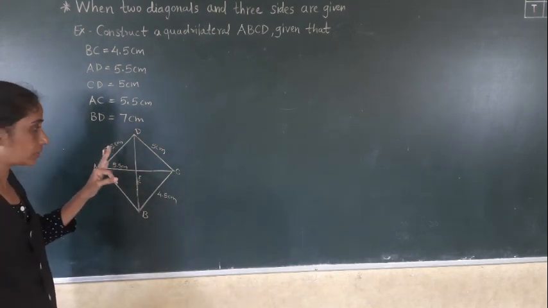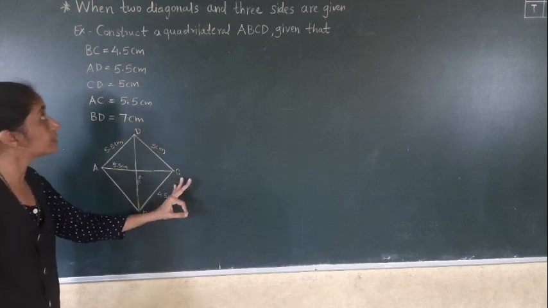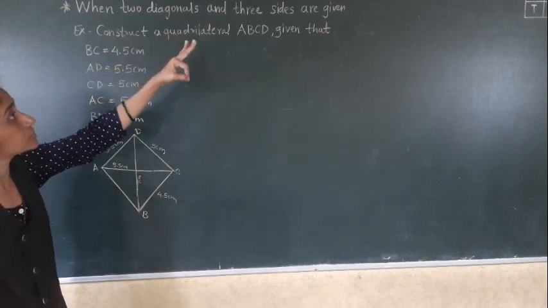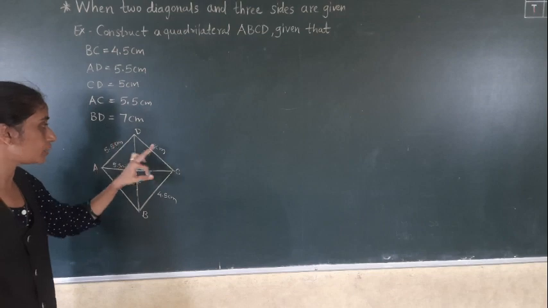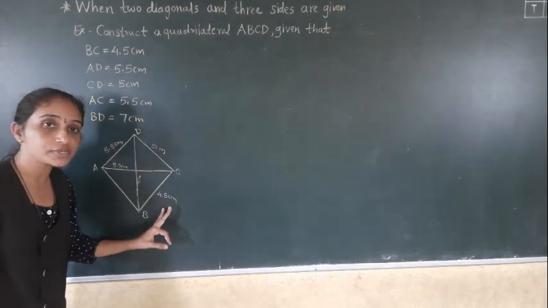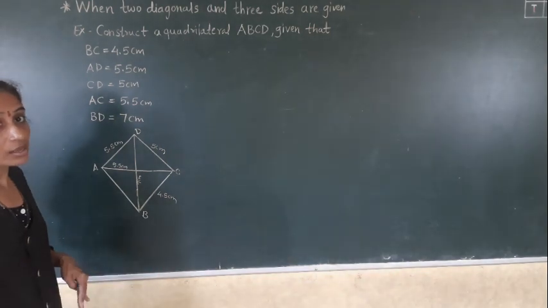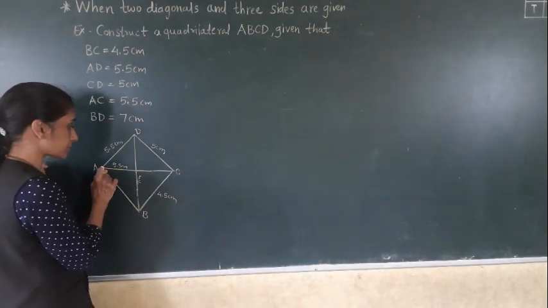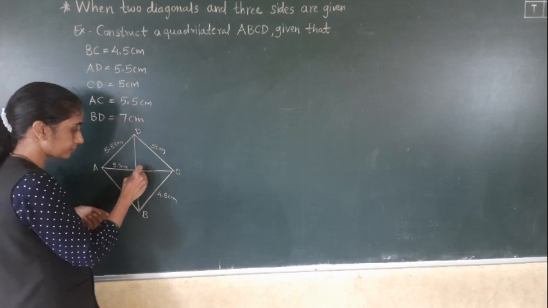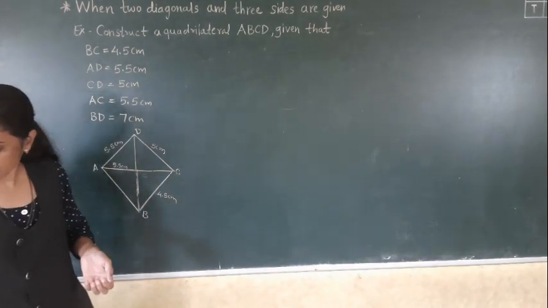Three sides are given. The measurement of three sides, 1, 2, 3, and two diagonals are given. Now we have to construct the quadrilateral. Now see, we can construct this part.